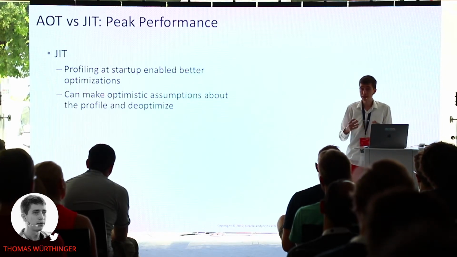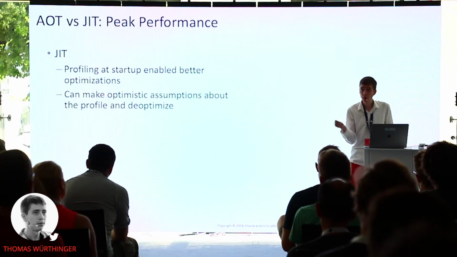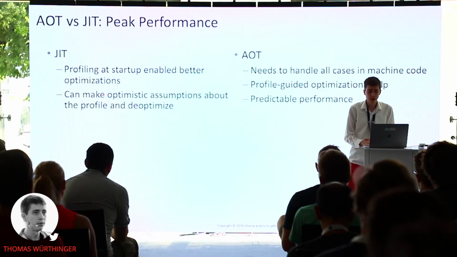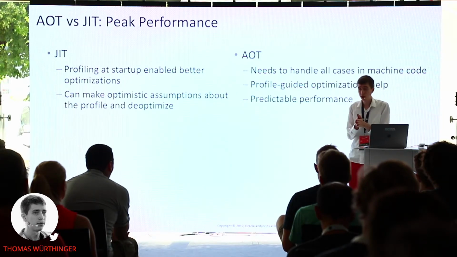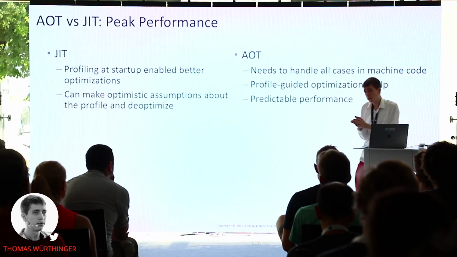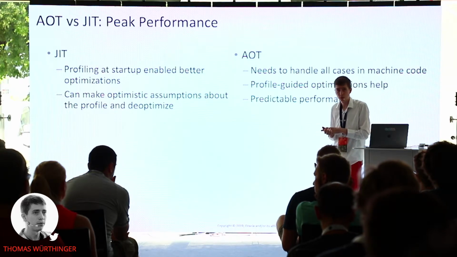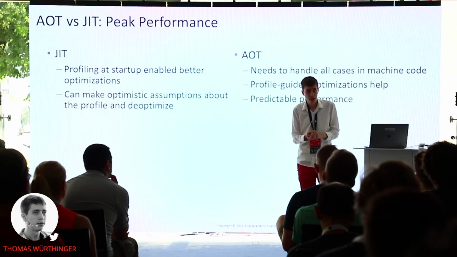It can make optimistic assumptions about things because it can recompile if it wants to. So this is another advantage for the JIT. And the AOT needs to handle all cases in machine code ahead of time, which can also be a problem if you don't know your target platform. Also, that's relatively rare nowadays.